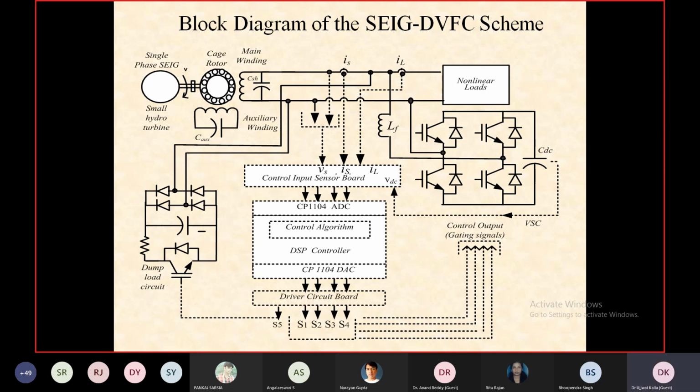So how much reactive power is required to be injected into the system will be calculated by the control algorithm. And based on that decision, the DSP controller will generate the gating signal for this voltage source converter. And the voltage source converter will adjust the reactive power being pumped into the system in such a manner that system voltage becomes constant. So therefore, for controlling the reactive power compensation in the system, we take system voltage as a feedback variable.